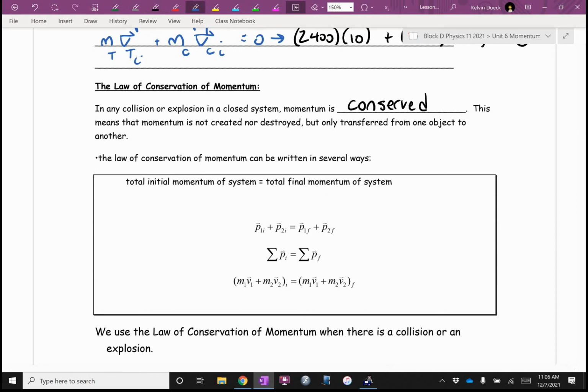Marcus, this means that momentum is not created, not destroyed, but transferred from one object to another. The total you start with will be the total you end with.